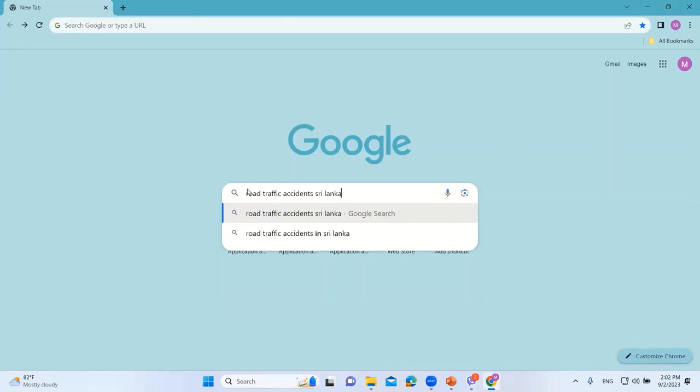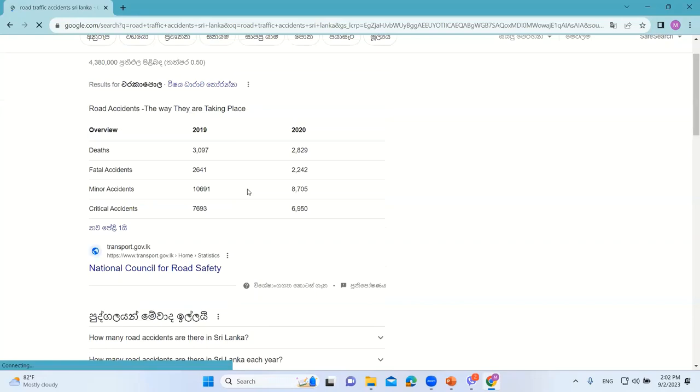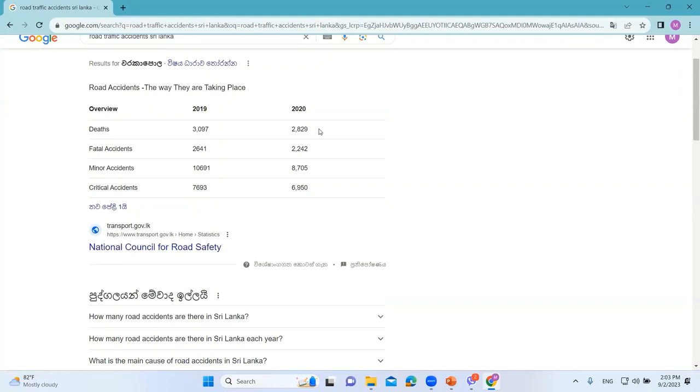So basically, I want to find out information about road traffic accidents in Sri Lanka. Still, I don't have any objectives or anything, right? So I just type this anywhere. So this is what I get. In 2019, this much was there. In 2020, this much was there. But the problem is, from where this came, I don't know.